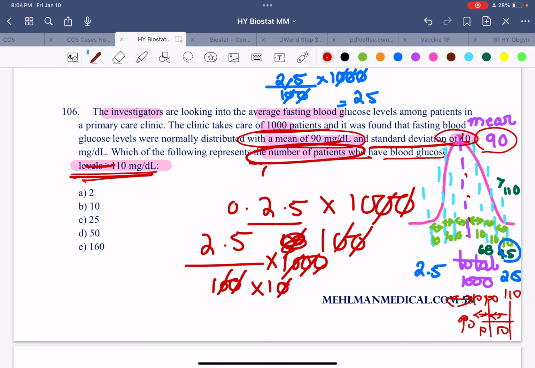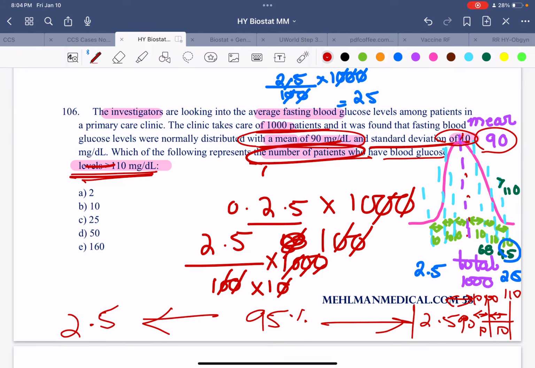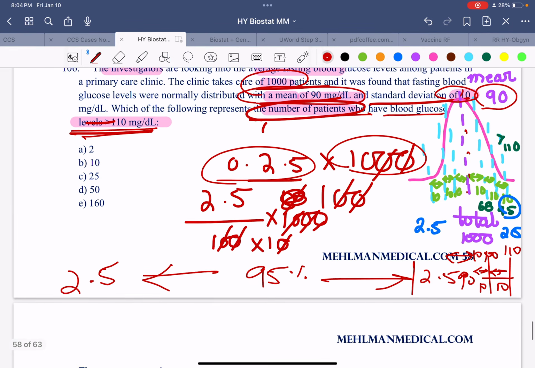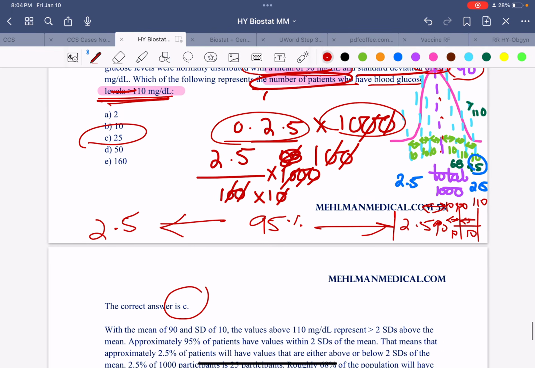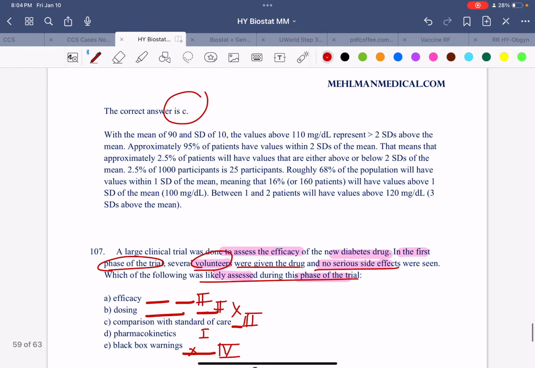You already know that 1 standard deviation is 68% and 2 standard deviations is 95%, right? So once 2 standard deviations is 95%, we have to find greater than 110. It means that on each side it would be 2.5%, right? And how many people are they saying? They are saying they would take a total number of 1,000 people. So 1,000 multiplied by 2.5 divided by 100, and the answer comes out to be C, which is 25, right? Okay.